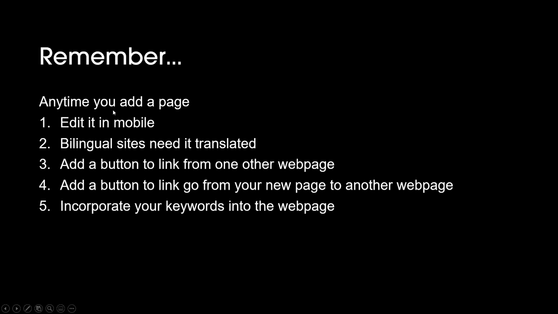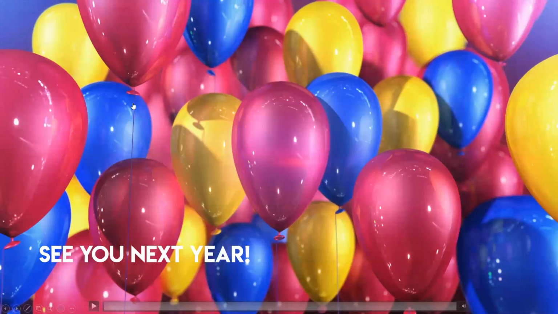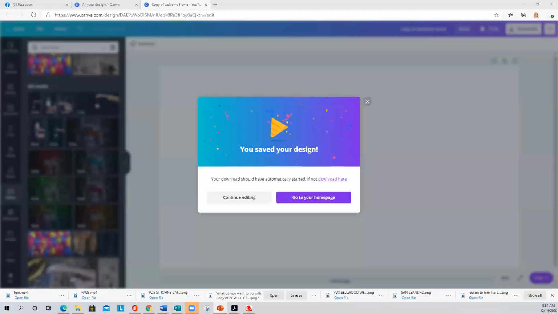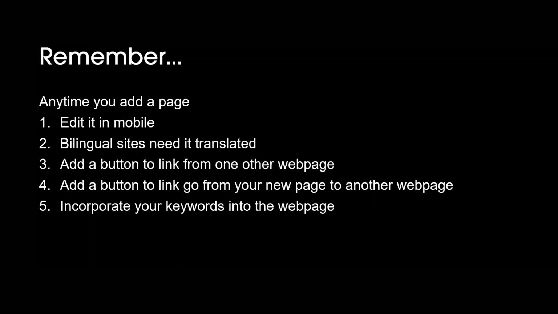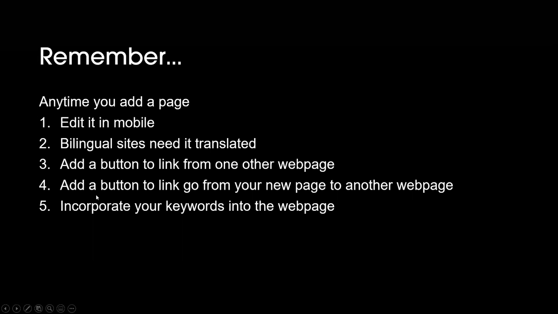Now, anytime you add a page, we need to edit it in mobile. If you have a bilingual site, it needs to be translated. You always want to make sure that you add a button to link from one web page to another web page, which we did. I demonstrated that in Concord. Oops. Let me go back. Sorry about that, folks. Okay. And you want to add a button to link from your new page to another web page.